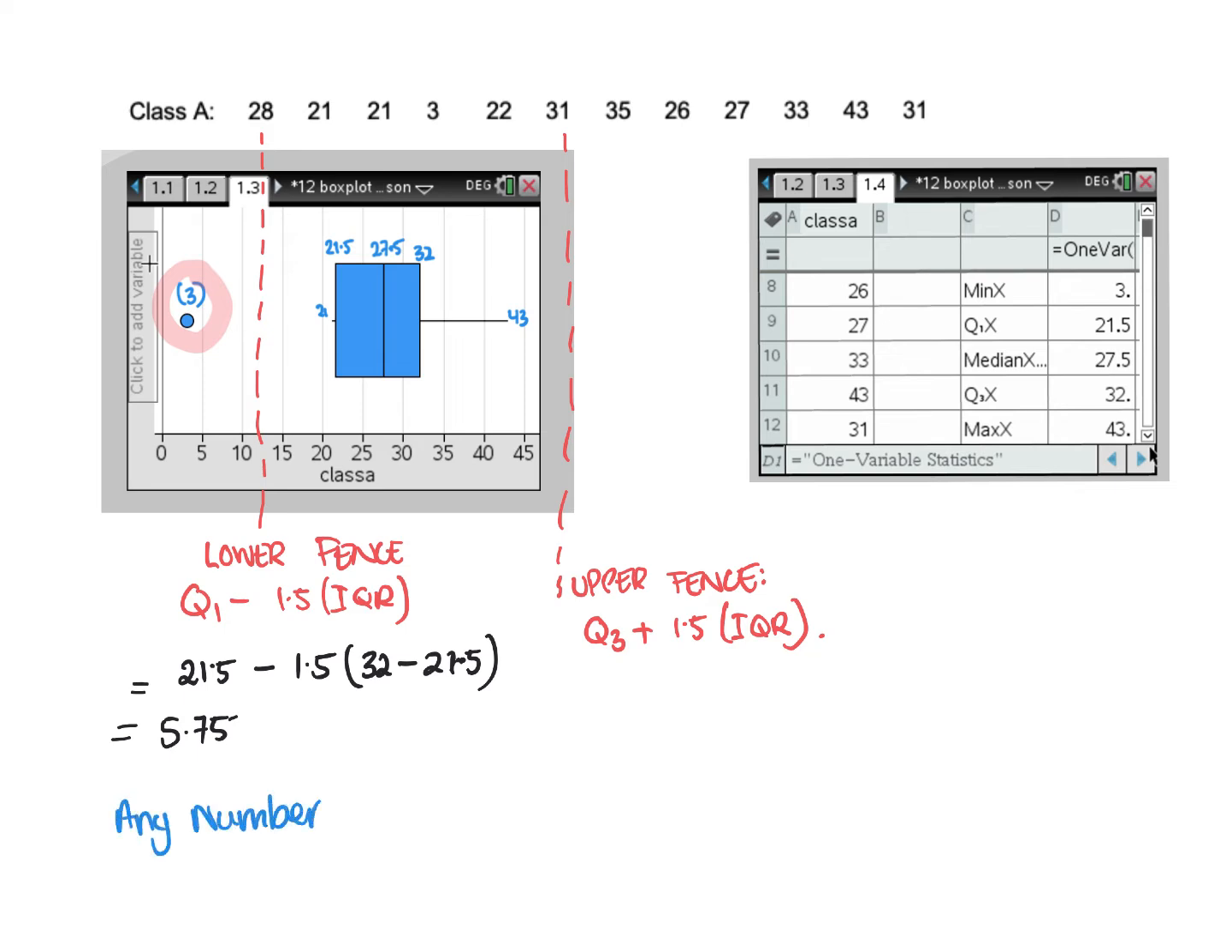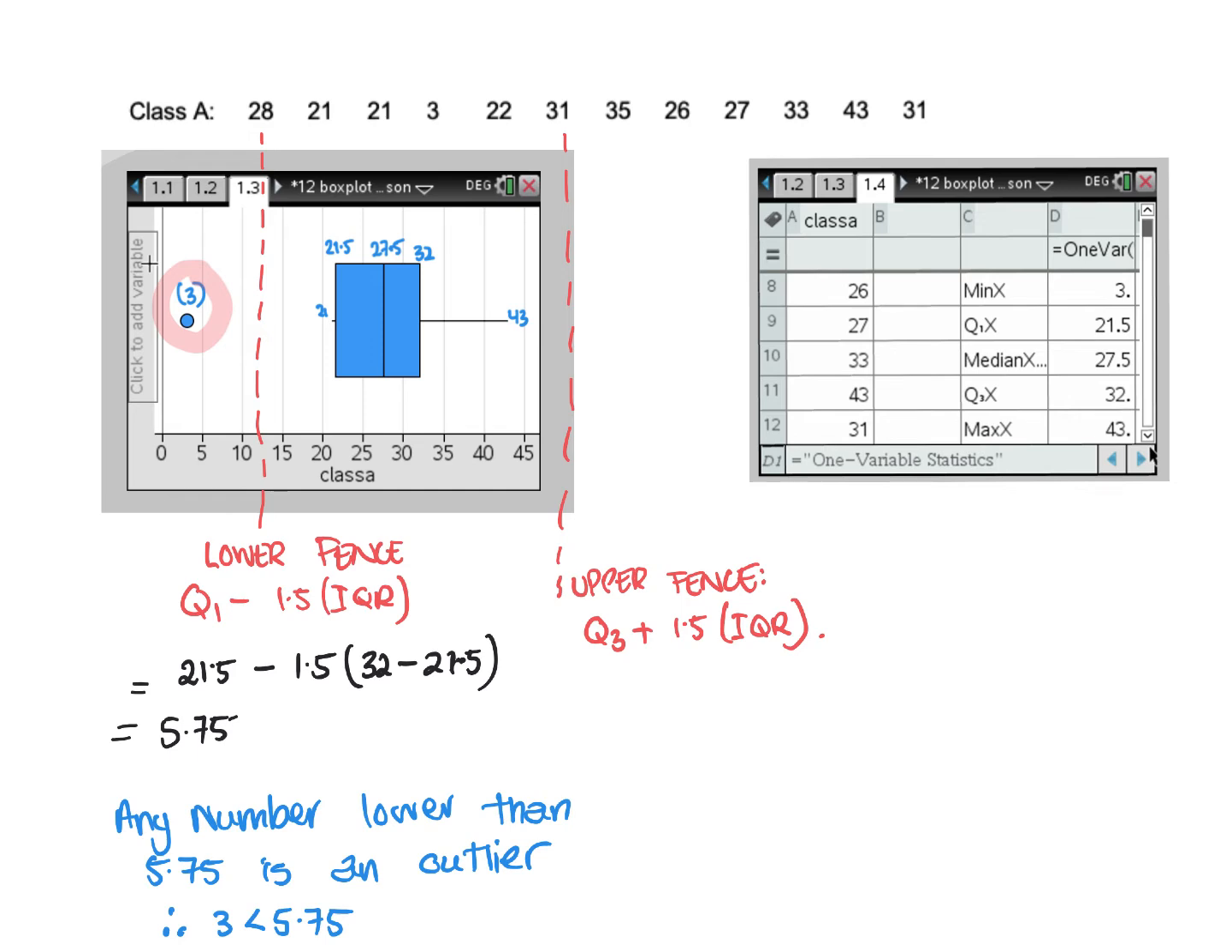lower than 5.75 is an outlier. Okay, so if they asked me in the test, they said show that 3 is an outlier, you would be showing this formula of the lower fence, and you would then say, therefore, 3 is smaller than 5.75. Okay, so you can write it like that, or you can write what I just said.